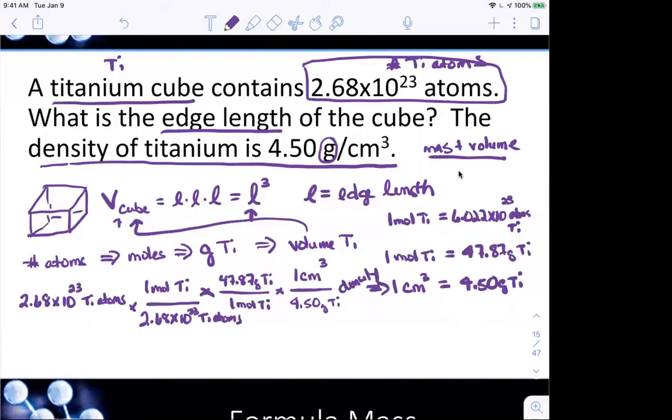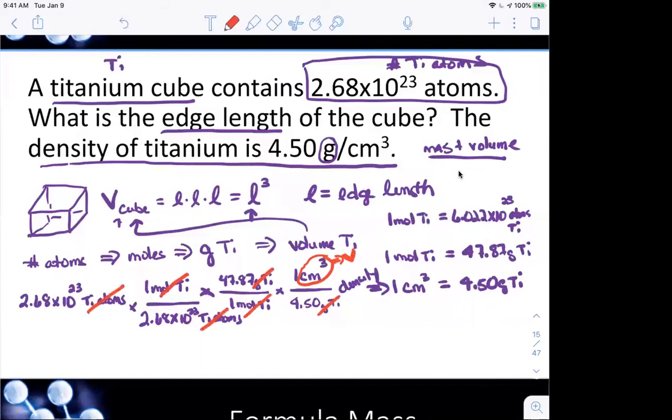Let's look at our conversions to see if everything cancels, to make sure that I set the problem up. Titanium atoms cancels with titanium atoms. Moles titanium cancels with moles. Grams titanium cancels with grams. I'm left with centimeter cubed, which is a unit for volume. So I am good to go.